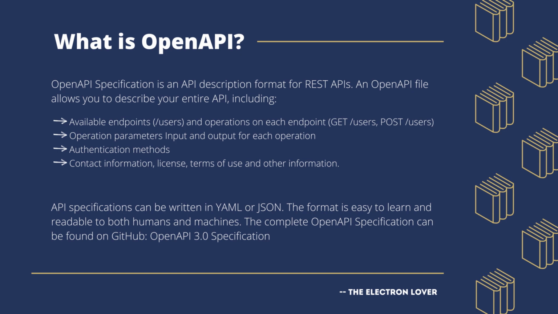The OpenAPI specification can be written in YML or JSON format. These formats are easy to learn and readable to humans and machines.